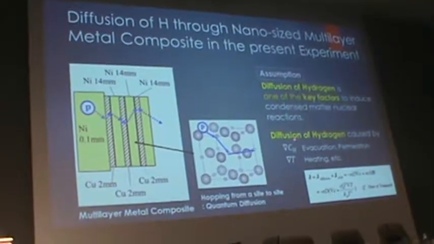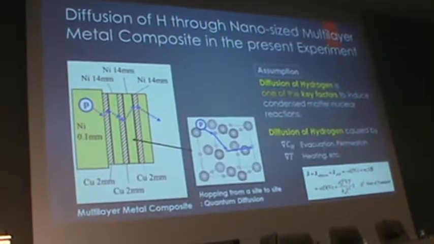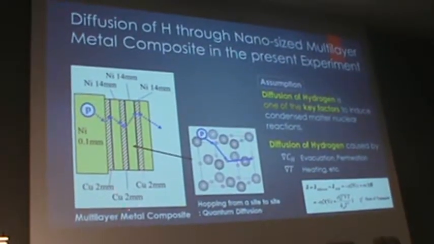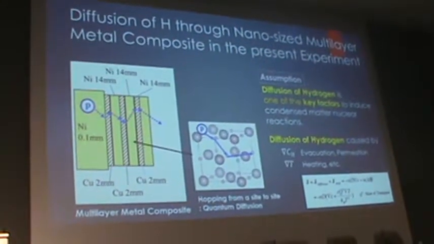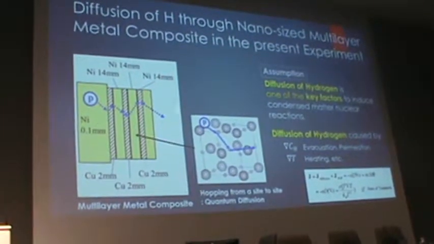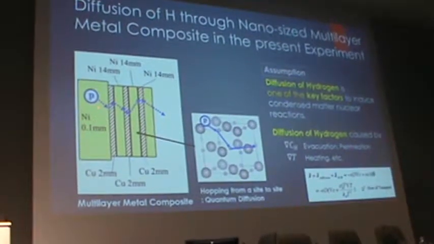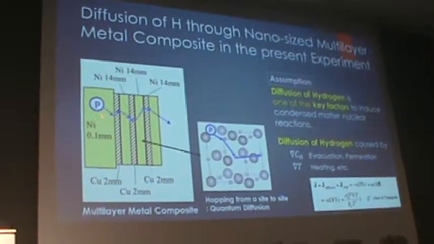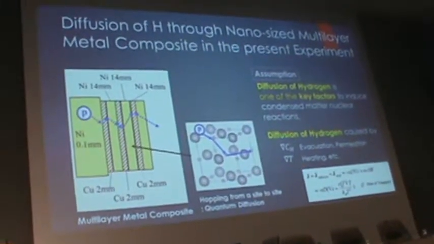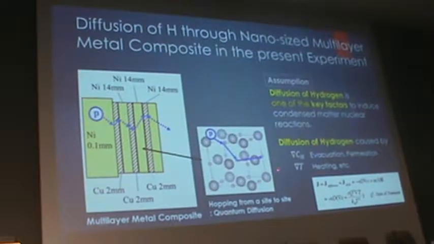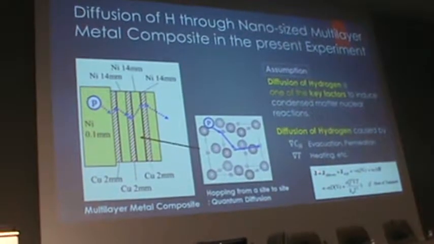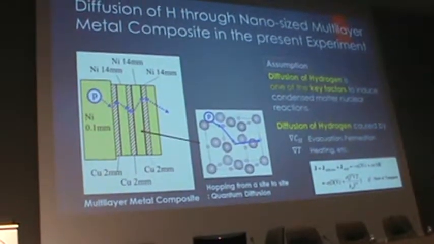And diffusion of hydrogen is caused mainly by a gradient of hydrogen concentration. In this case, we have much hydrogen here, and if we pump out from the surface, we get a gradient of concentration of hydrogen like this. And also, a thermal gradient is important for diffusion of hydrogen. This hydrogen diffusion is governed by this equation.